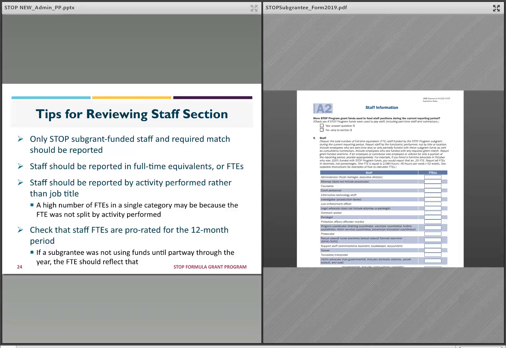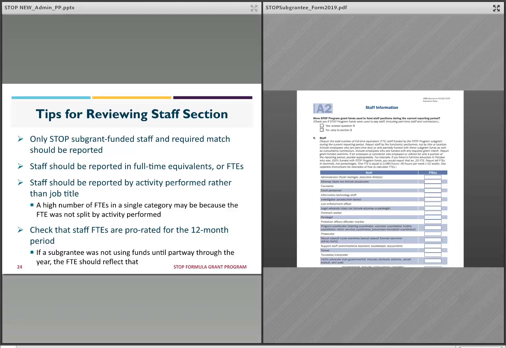A few general tips for reviewing the staff section. Only STOP subgrant funded staff and required match should be reported in this section. Staff should be reported in full-time equivalents, also known as FTEs. One full-time equivalent is one person working full-time for the entire year and 100% supported by STOP funding or required match, or both together.